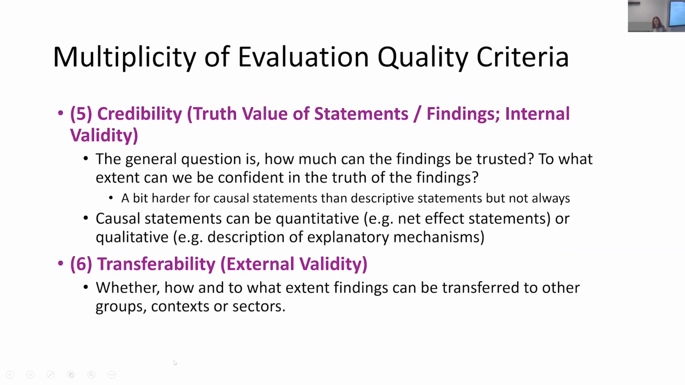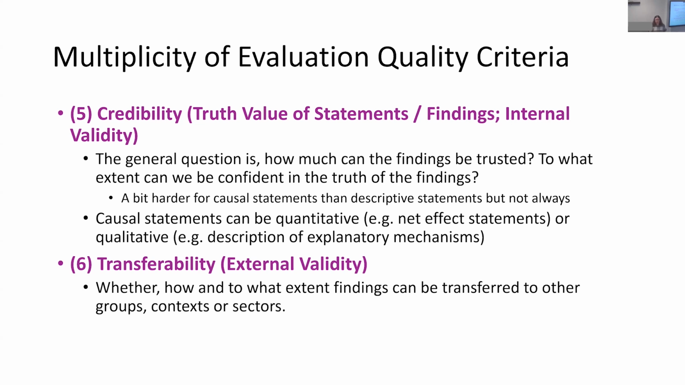Credibility, also known as internal validity, truth value statements, is about how much the findings can be trusted, to what extent we can be confident that the findings are plausible. And this is interesting because especially in evaluation, there's a recent debate around the credibility of causal statements, and what properties causal statements need to hold for them to be credible. So there's a lot to say about this. We'll talk about this, I think, towards the end, especially when we mention process tracing.